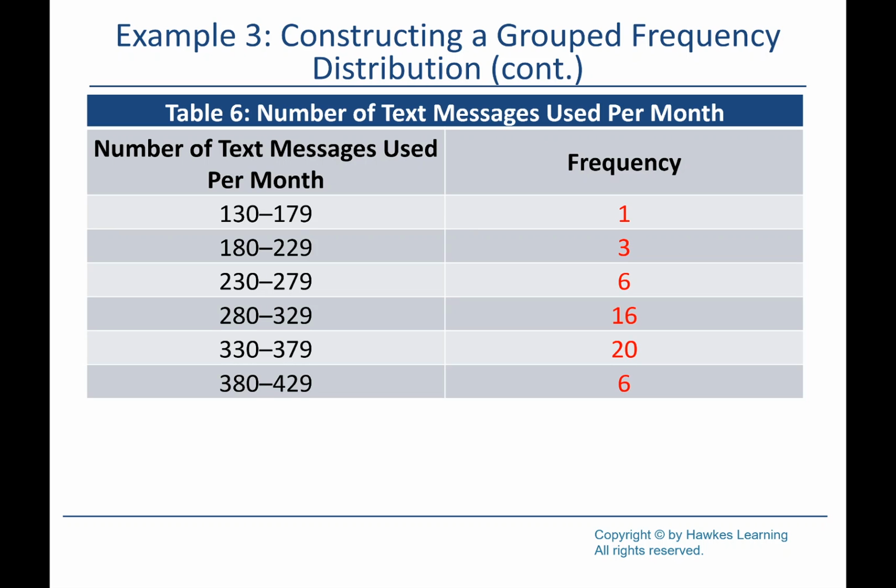Talking about our vocabulary, the numbers over on the right, these are our upper class limits, sorry. So you'll have questions like, what's the upper class limit of the third class? And it starts here, so 1, 2, 3. So the upper class limit of the third class would be 279.